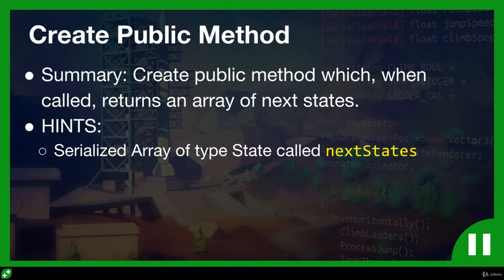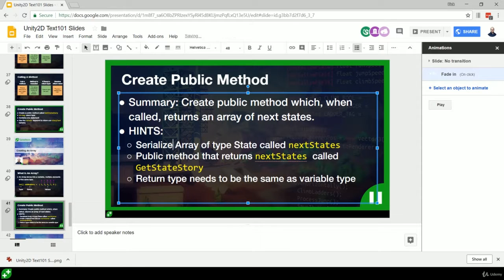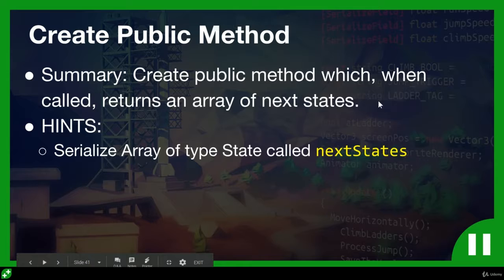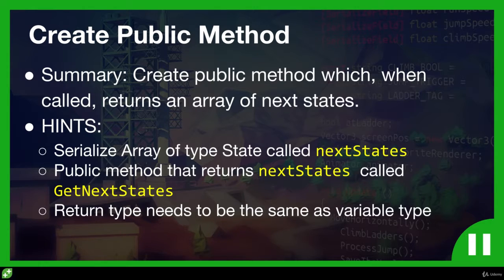First hint is serialize an array of type state called next states. I'm going to change that on the fly. This should be serialize an array, not serialized. So that's the first thing. We're declaring our variable, next states, and we're serializing that, and it's of type array. And the public method that returns next states is called getNextStates. And the return type needs to be the same as the variable type.